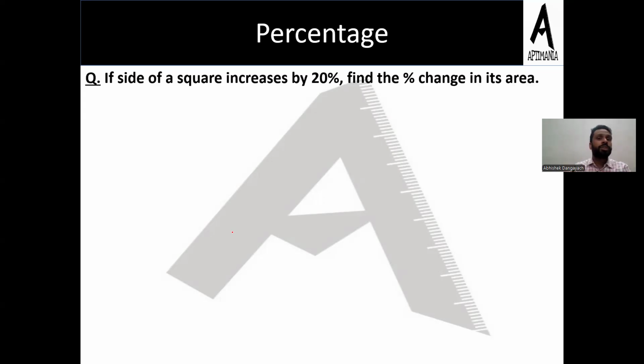So it's a different variety of question. If side of a square increases by 20%, find the percentage change in its area. Again, pause the video, take a 2-minute halt, try to solve the question, get back and check your answer.